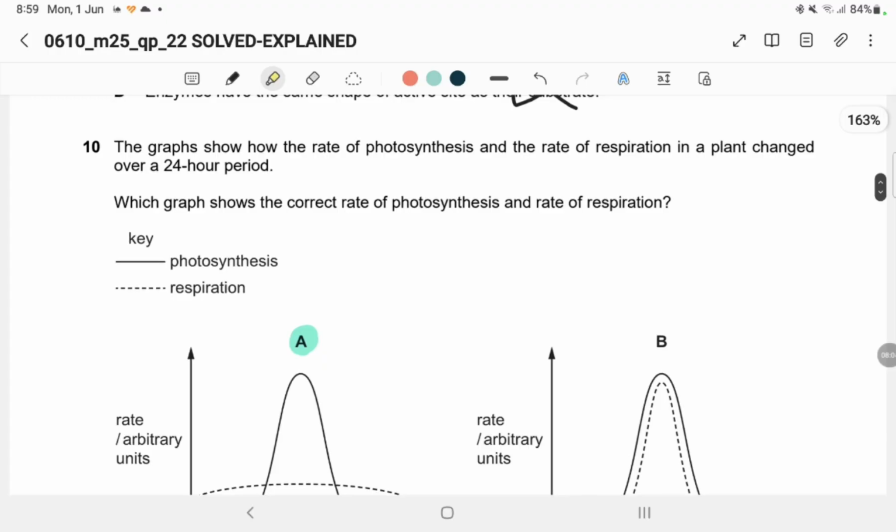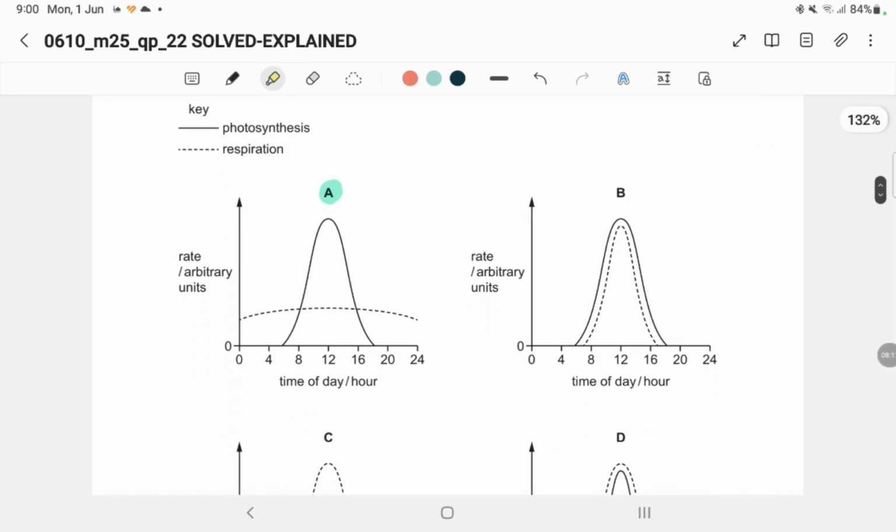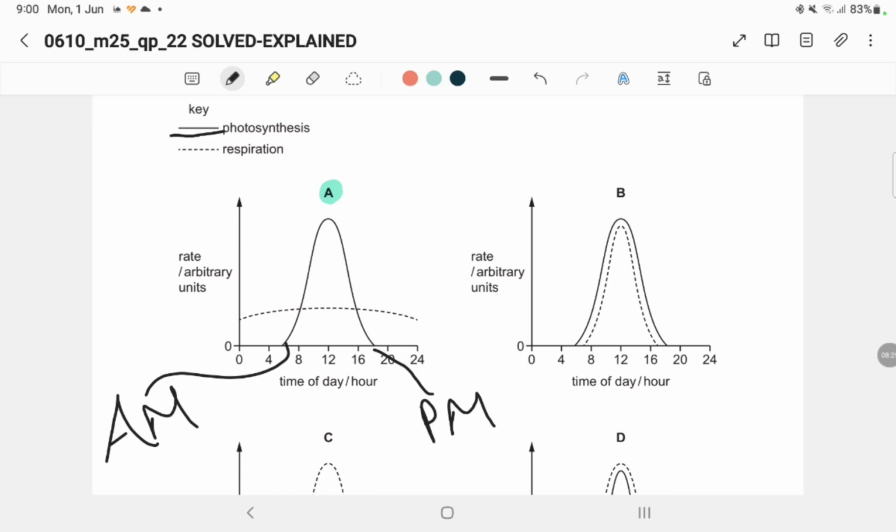Now moving on to question 10, it's telling you the graph shows how the rate of photosynthesis and the rate of respiration in a plant changed over a 24-hour period. Which graph shows the correct rate of photosynthesis and rate of respiration? Of course, photosynthesis will be the graph in this color, in this line. Basically, as you can see, this is AM, and that is PM. So the rate of photosynthesis will start to increase and then decrease at night, because in the morning the plant is carrying out photosynthesis to survive, to make starch and to produce its own food.